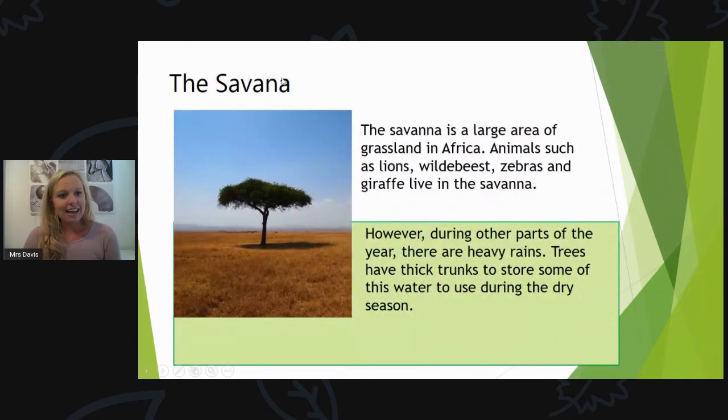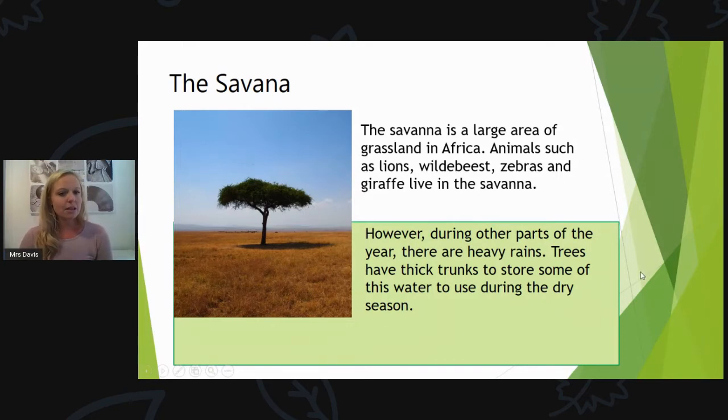Right, the savannah. The savannah is a large area of grassland in Africa. Animals such as lions, wildebeest, zebras, and giraffe live in the savannah. However, during other parts of the year, there are heavy rains. Trees have thick trunks to store some of this water to use during the dry seasons.